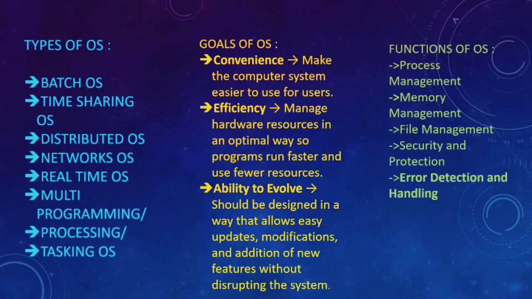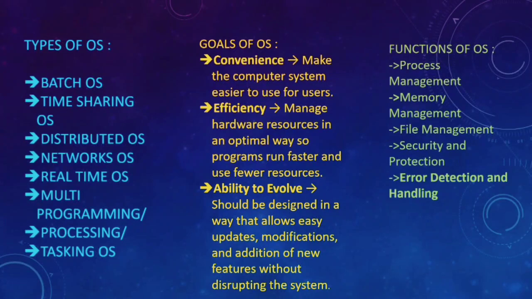After that, we have main goals of an operating system. First, convenience. To make computer easy to use. Without OS, we have to write machine code to use hardware. Second is efficiency, to manage hardware resources in the best way so programs run faster and waste fewer resources. And last, ability to evolve. OS should be designed in such a way that new features and updates can be added easily. Example, Windows and Linux keep updating with new features without breaking everything.